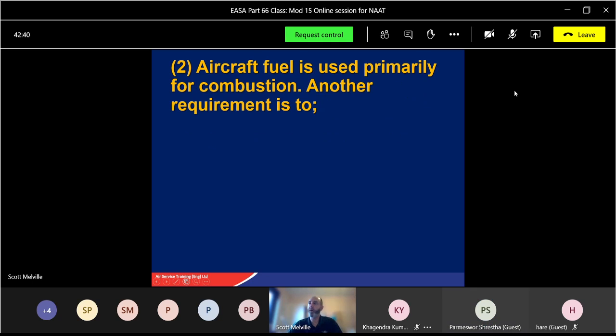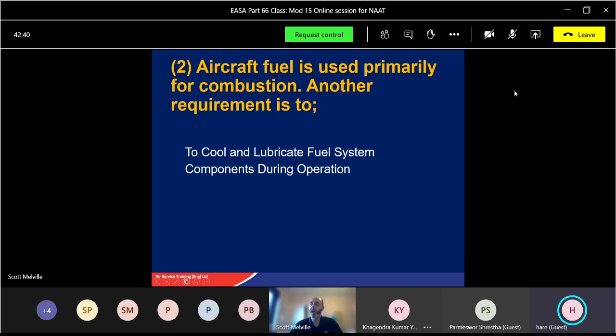Question 2. Aircraft fuel is used primarily for combustion, obviously. Another requirement is also to do what? What can we use that fuel for? Cooling purposes. Yeah, and lubrication. So to cool and lubricate fuel system components during standard operation. We used to use it on the military aircraft too. We'd drain a little bit off on a rag and wipe all the hydraulic oil off the fuselage that was making a mess, because it's good at doing that as well. But don't do that. Don't get caught doing that.